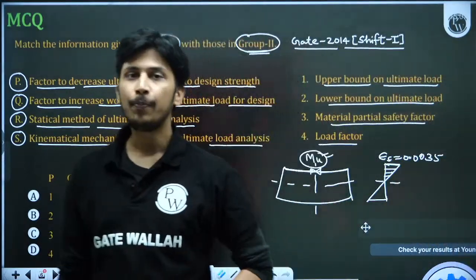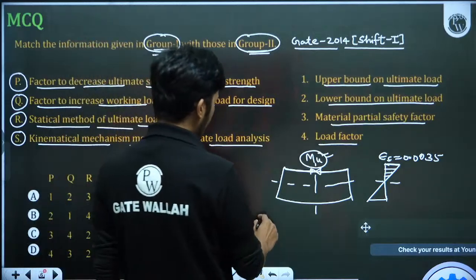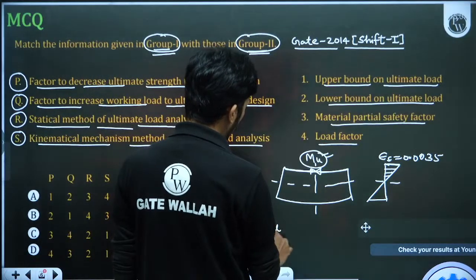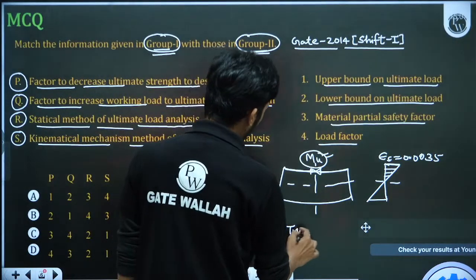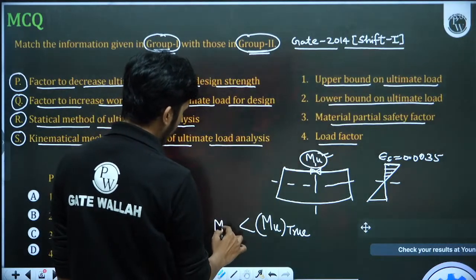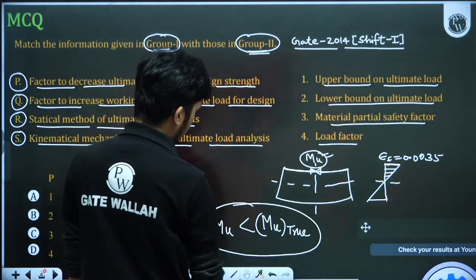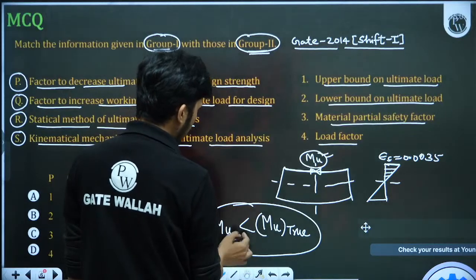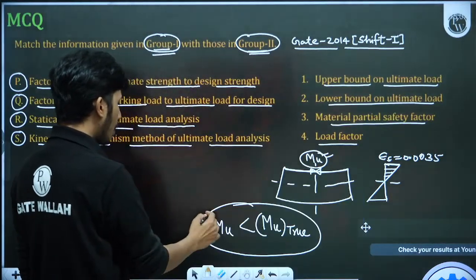So if the true collapse moment is Mu true, then whatever we are calculating in the lower bound mechanism, not upper bound, in the lower bound mechanism we are calculating Mu lesser than Mu true, or equal to, we can also say, but most of the time Mu is lesser than Mu true.